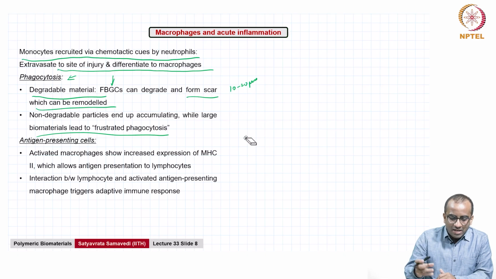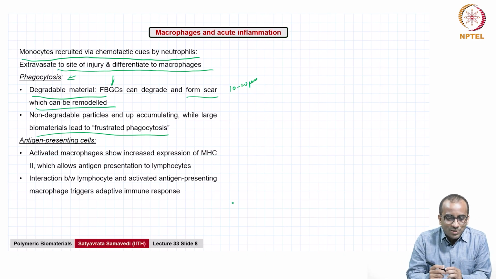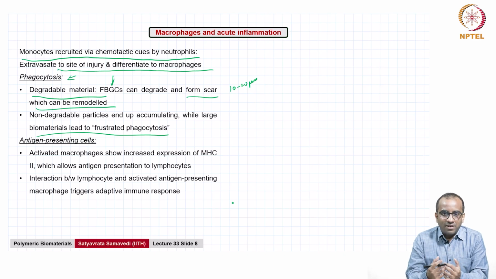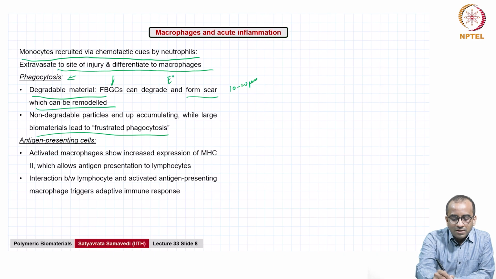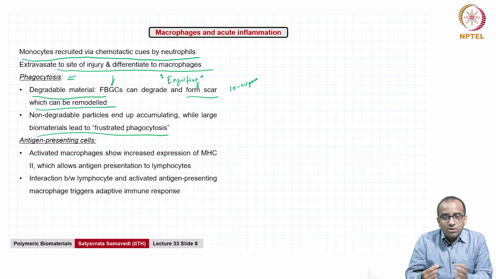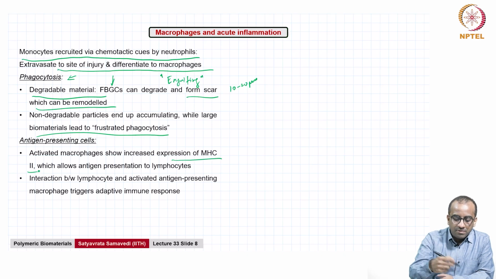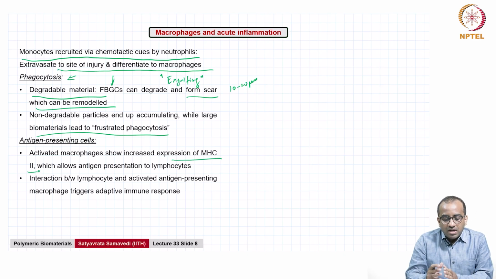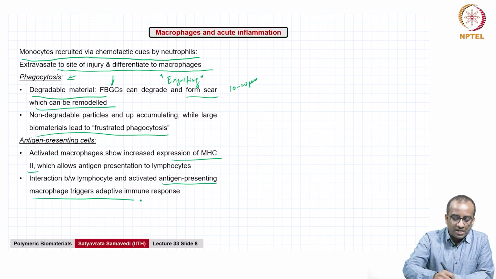Anyway, coming back to macrophage responses and acute inflammation. The other thing they can do apart from engulfing, which is essentially phagocytosis, is they also serve as antigen presenting cells. So activated macrophages show increased expression of MHC2, which allows the presentation of the antigen to lymphocytes, which constitute the adaptive immune response.